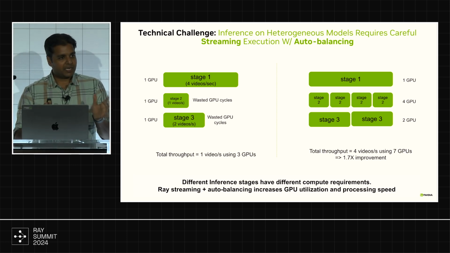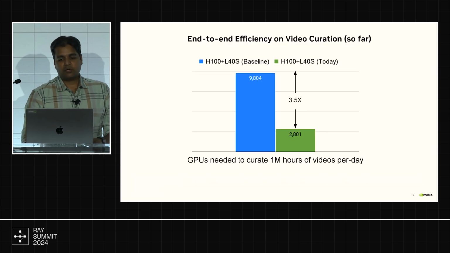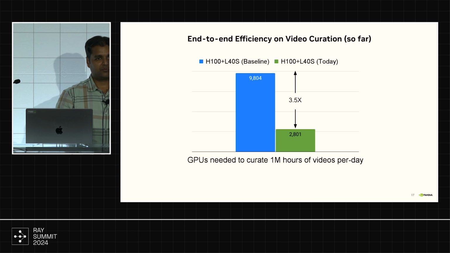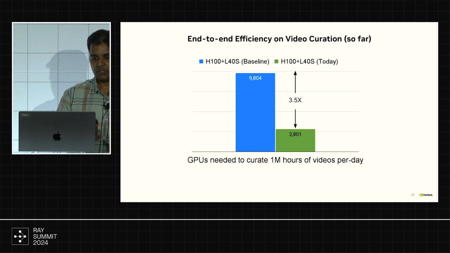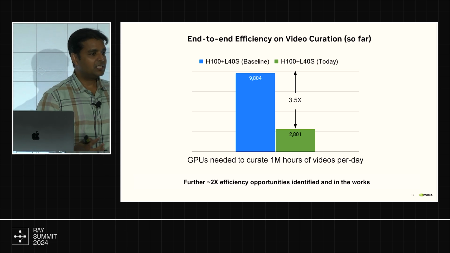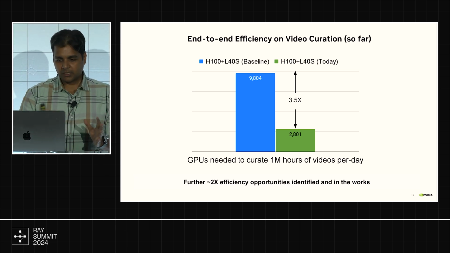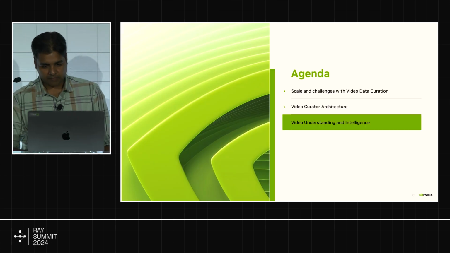So this is an example of batch inference and heterogeneous pipelines. This is what we do. Finally, we've gotten about 3.5x speedup over the last few months that we've been working on this, and so our GPU demands have gone down. We have a further 2x efficiency that we have found and we are working on, so this requirement will go down even further. 3,000 GPUs is still a lot.